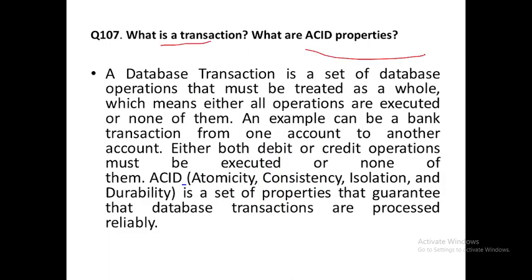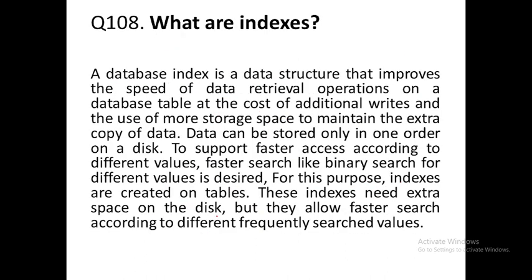What are ACID properties? A database transaction is a set of database operations that must be treated as a whole, which means that either all the operations are executed or none of them. An example can be a bank transaction from one account to another account. Either both the debit and credit operations must be executed or none of them. ACID, atomicity, consistency, isolation and durability, is a set of properties that guarantee that database transactions are processed reliably.